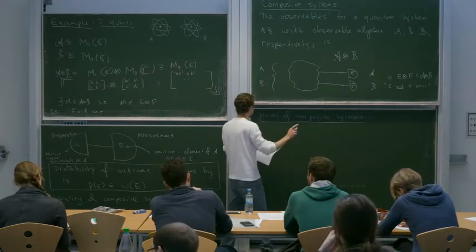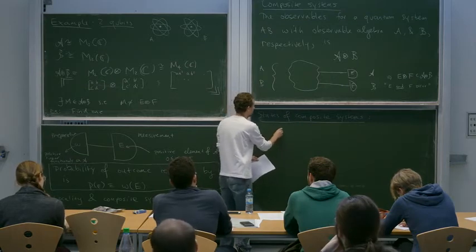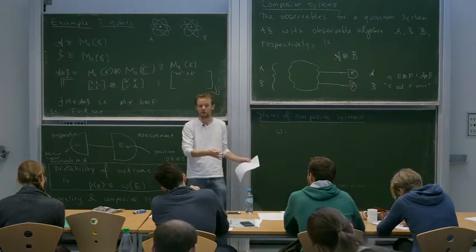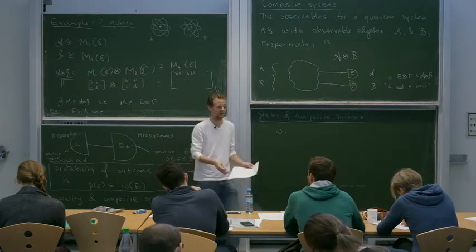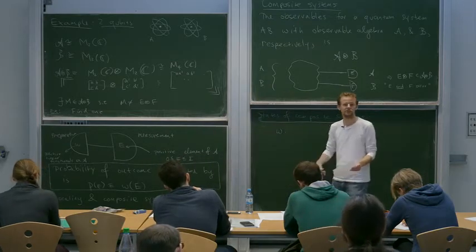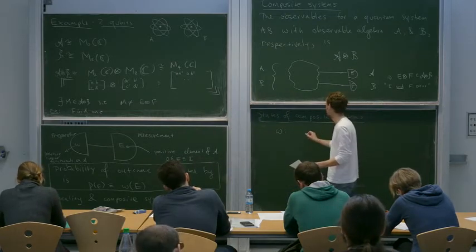And what is the defining feature of a state? Well, it's some function, right, on observables, on effects. It's a function that produces a number between 0 and 1 when you hand it an effect.